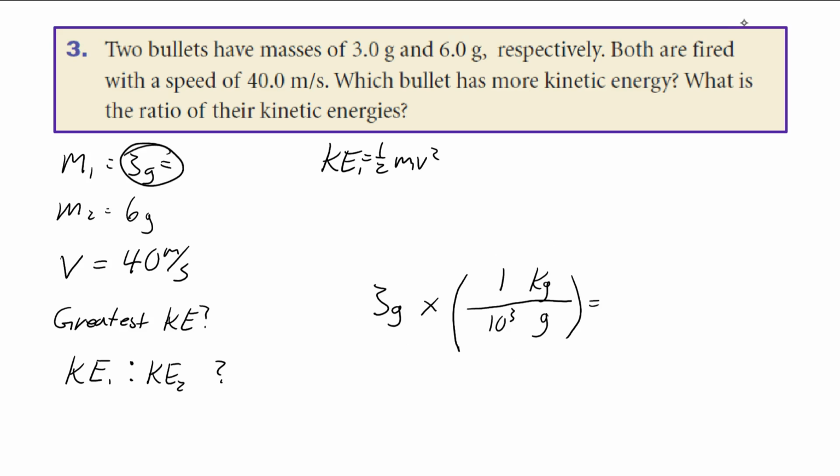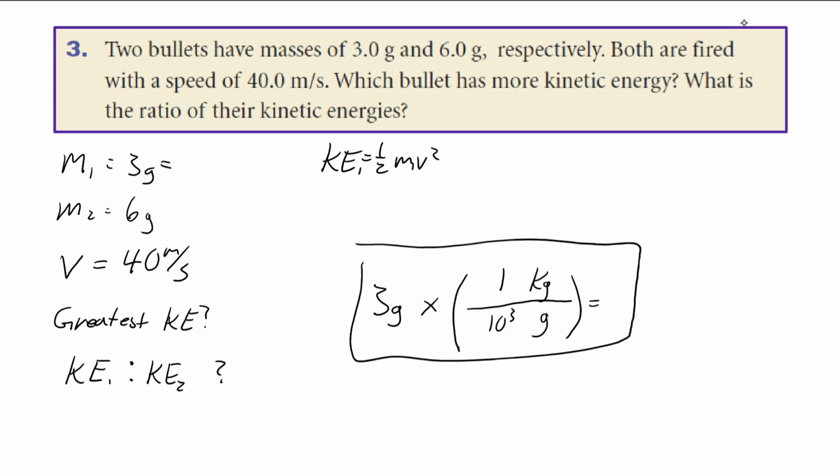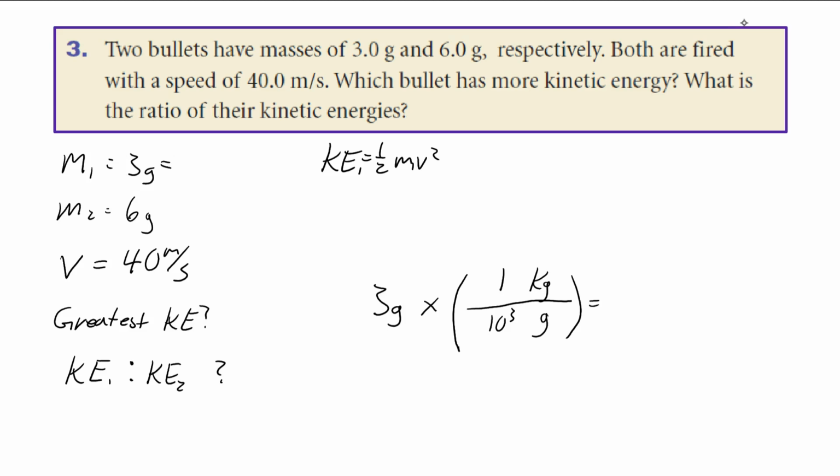The benefit of setting it up this way is that you don't have to guess. A lot of times people see this and think, okay, 3 grams, and I want to go to kilograms. Do I multiply by 1,000 or do I divide by 1,000? You have a 50-50 shot of getting it wrong. If you do it this way, this will work every single time for anything that you want to convert. It's foolproof. So you end up dividing 3 times 1 divided by 1,000. So you get 0.003 kilograms.